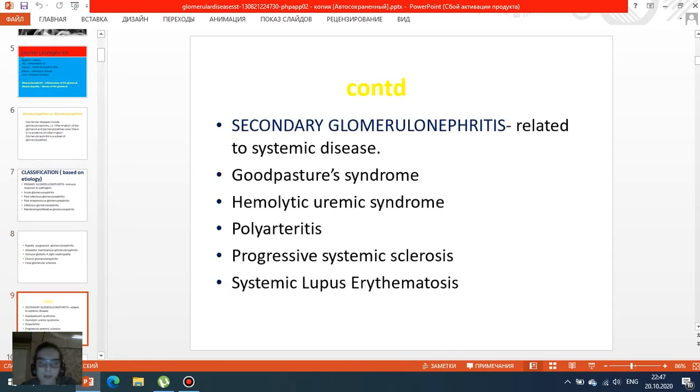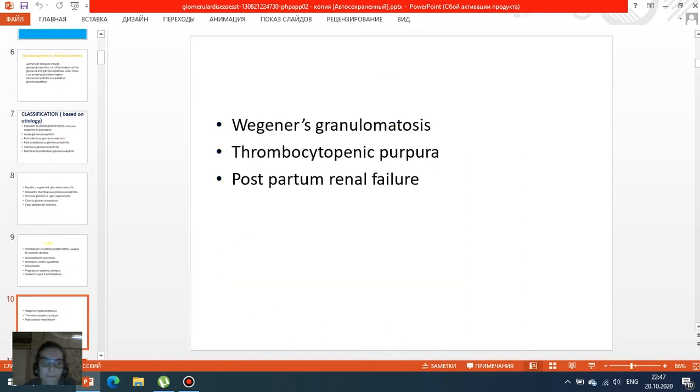Secondary glomerulonephritis includes those related to systemic disease: Goodpasture syndrome, hemolytic uremic syndrome, polyarteritis, progressive systemic sclerosis, systemic lupus erythematosus, Wegener granulomatosis, so vasculitis, thrombocytopenic purpura, postpartum renal failure.